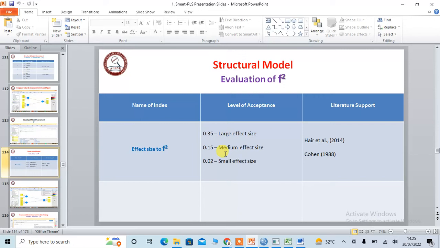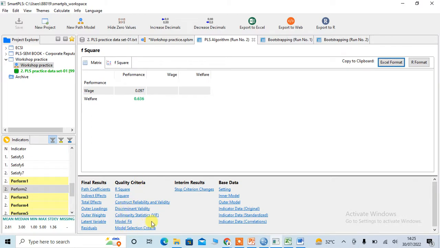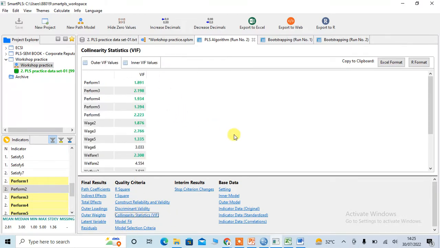Then it is called small effect size. Okay. Then we can get another result here from collinearity statistics, that we need to present the result as well.